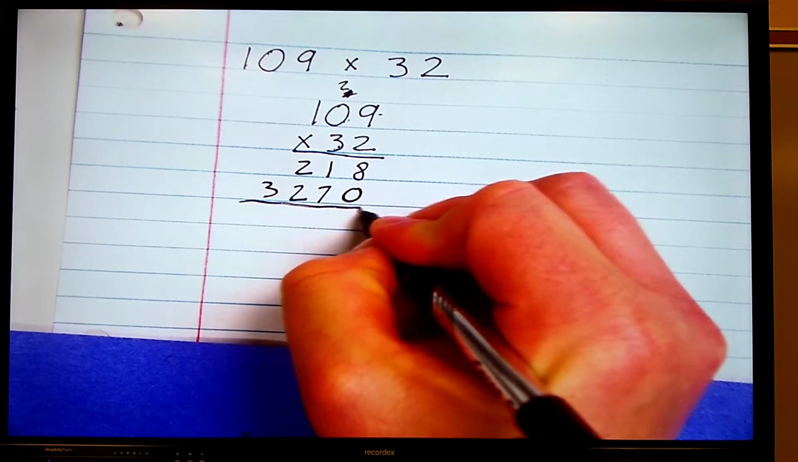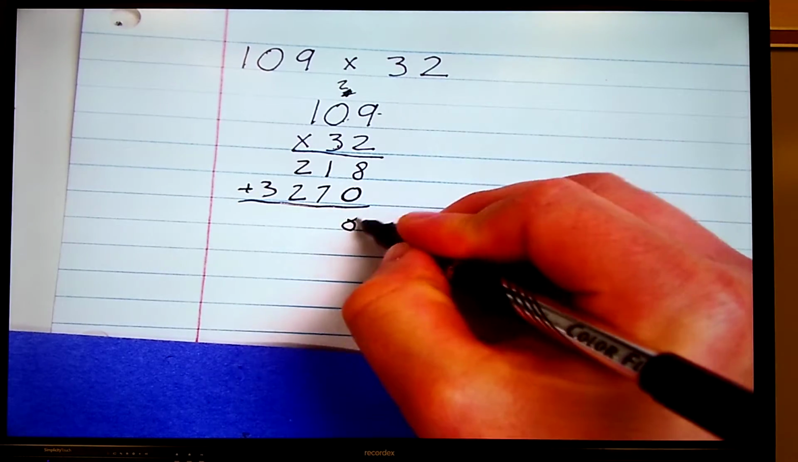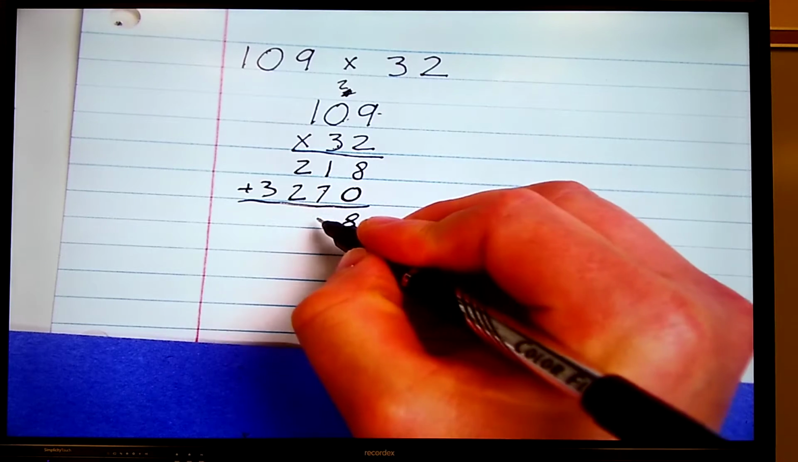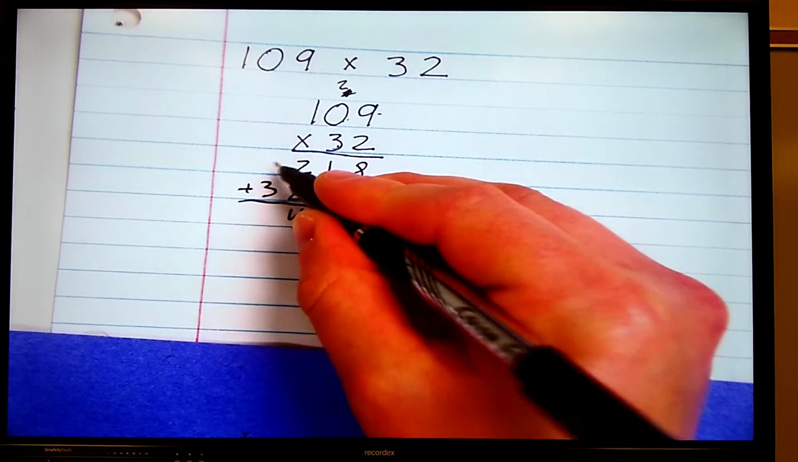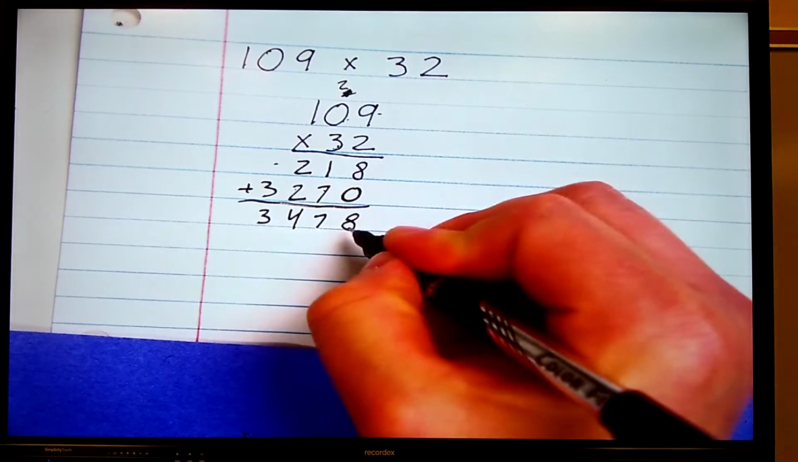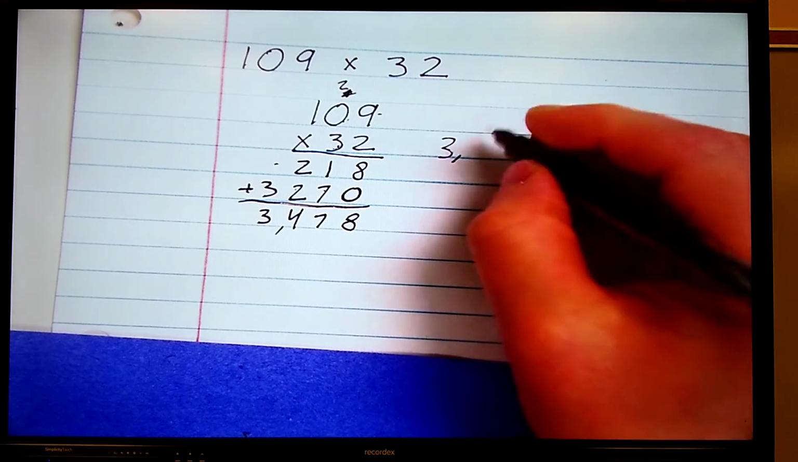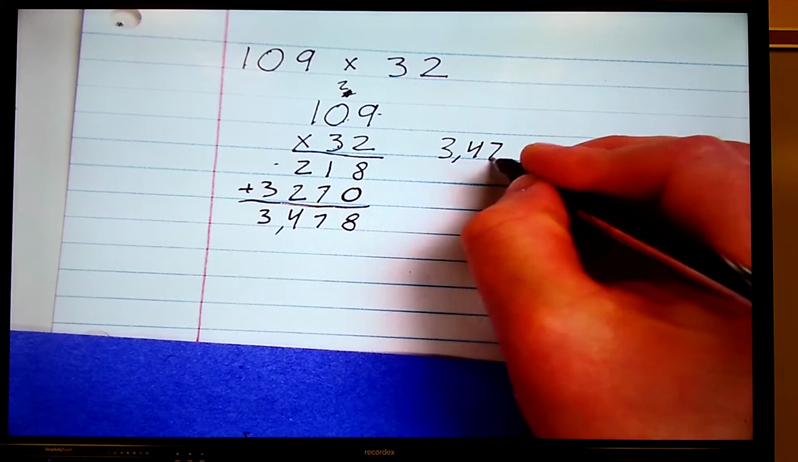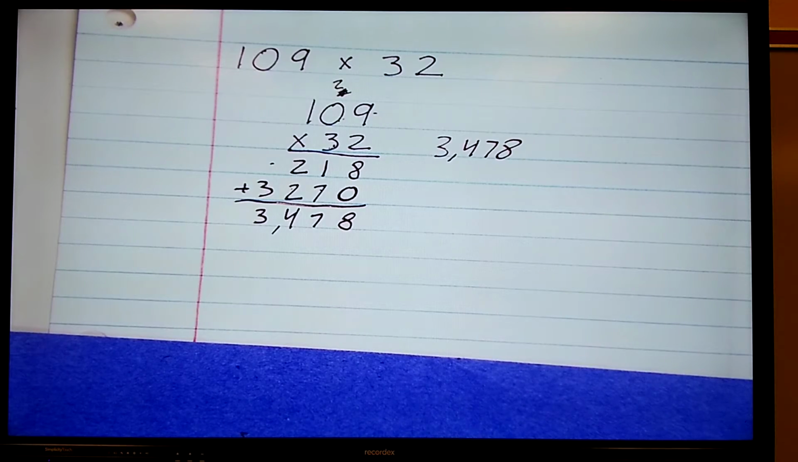Now I simply add. 8 plus 0 is 8. 1 plus 7 is 8. 2 plus 2 is 4. Nothing plus 3 is 3. Your product is 3,488. That should have been easy for you. Let's do another one.